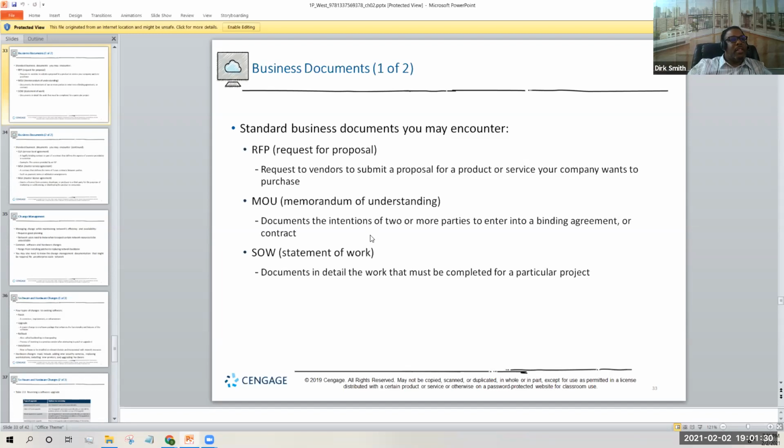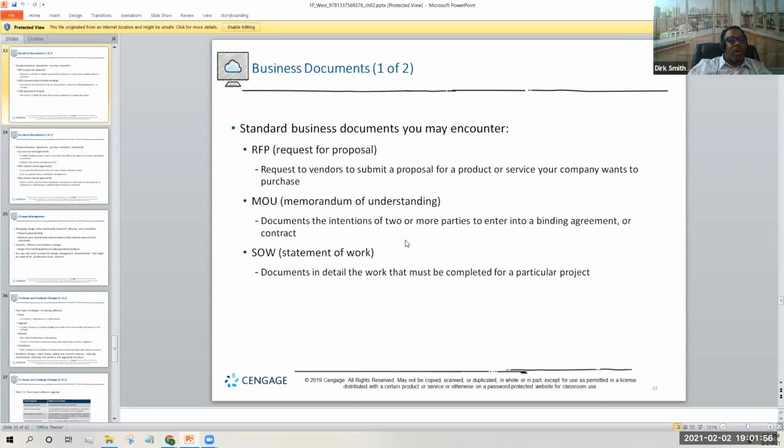Memorandum of understanding. This document states the intention of two parties to enter into a binding agreement. So once you get the proposal, you send out a memorandum of understanding. Okay, we're going to do some business together. Let's work together, and then you go from there. So it's a document. I'm not sure if it's 100% legal, but it's like a memorandum.